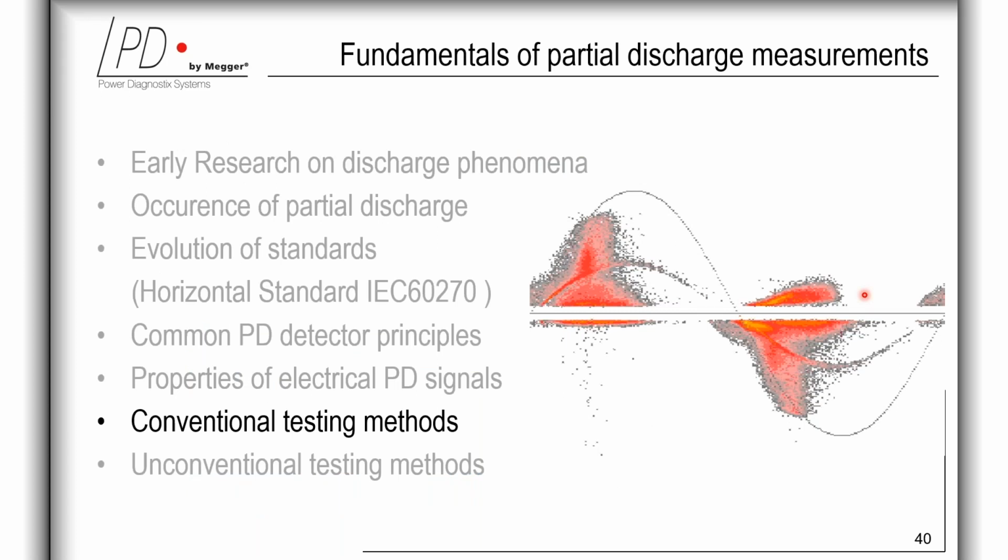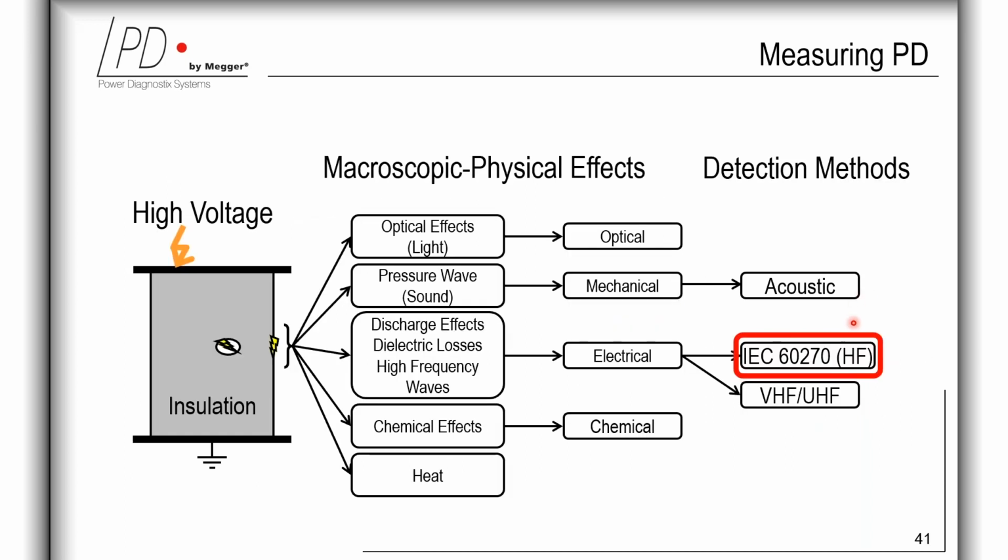Our next chapter is conventional testing methods. This slide is showing a defect within an insulation material and the possible microscopic and physical effects. These effects can be optical, such as light, or mechanical, like pressure waves, or electrical, such as discharge effects, dielectric losses, or high-frequency waves, or chemical effects and heat. The detection methods vary according to the type of the physical effect. In this chapter, we will be talking about the IEC 60270 frequency range.